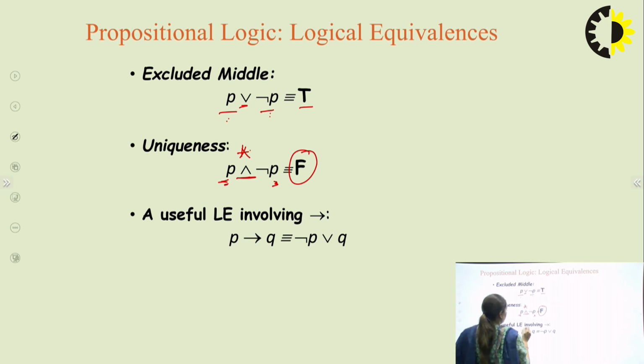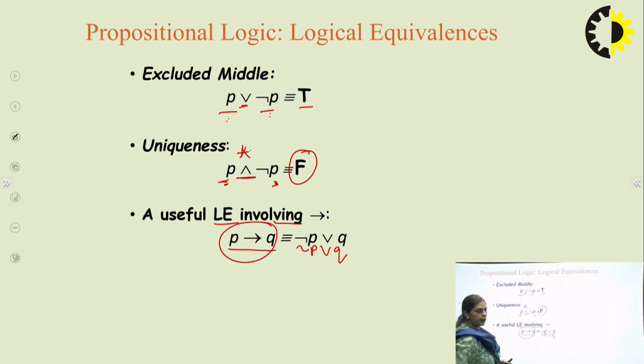A useful logical equivalence is P implies Q, right? For P implies Q, we can write negation of P or Q. Sometimes there are questions where we have to solve this implication, right? We can convert this implication into this and we can solve the identities in that.